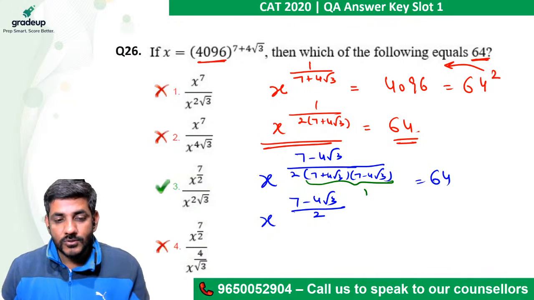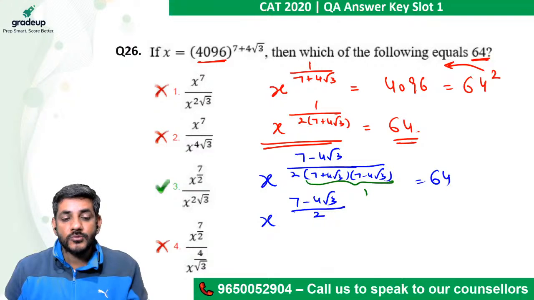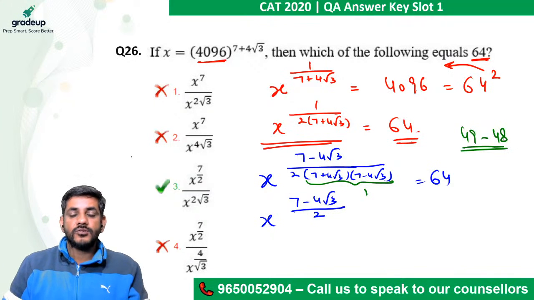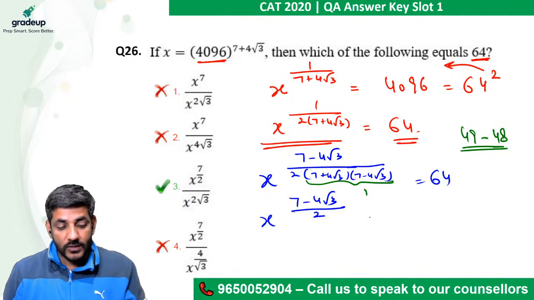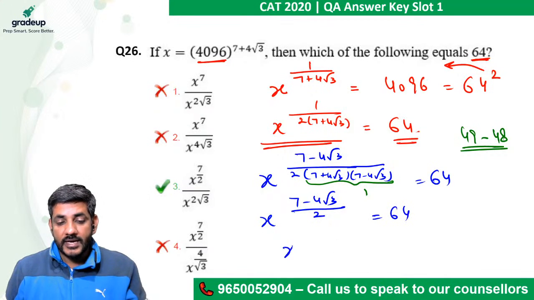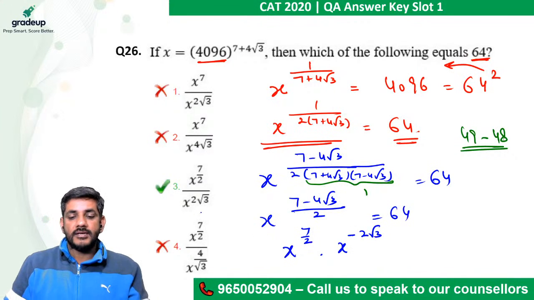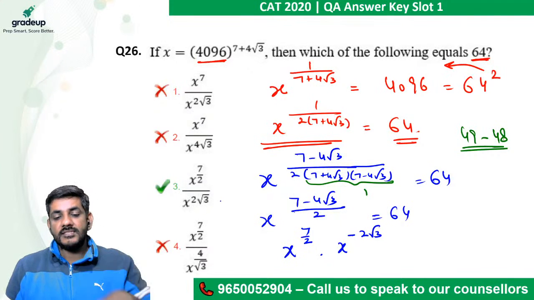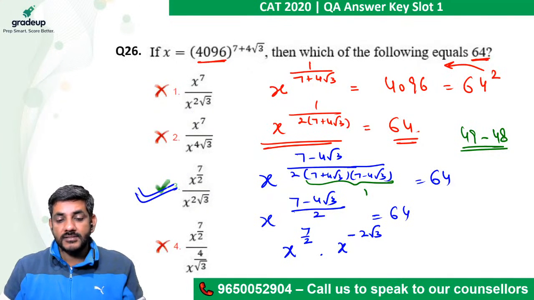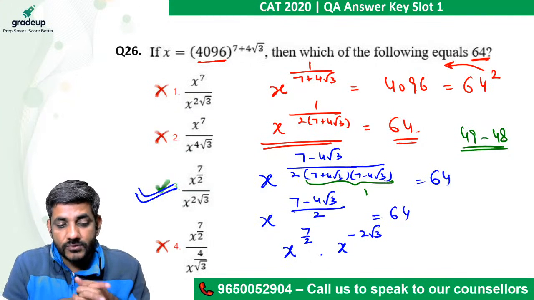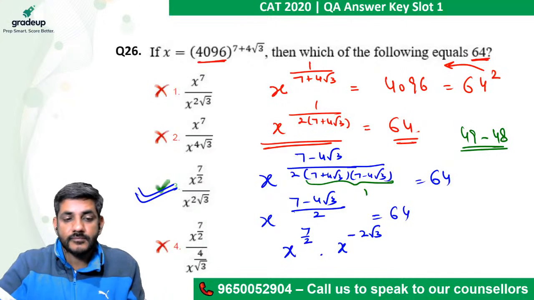A plus b into a minus b is a square minus b square. 7 square is 49, minus 4 root 3 square is 48. So it becomes only 2 in the denominator. So this whole is equal to 64. So I can say x to the power 7 by 2 into x to the power minus 4 root 3 by 2, or minus 2 root 3. So 2 root 3 going down becomes plus 2 root 3, and hence my answer would become option 3, that is x to the power 7 by 2 upon x to the power 2 root 3.